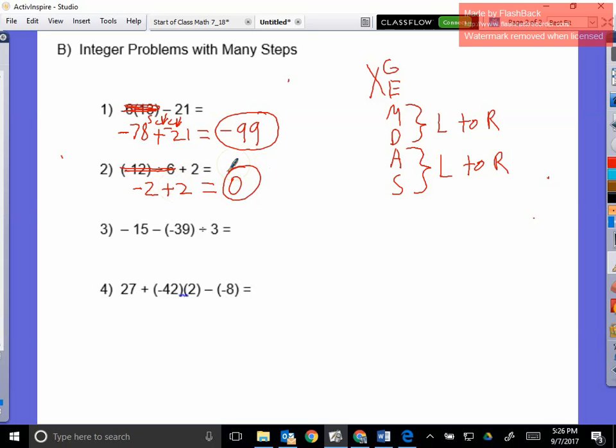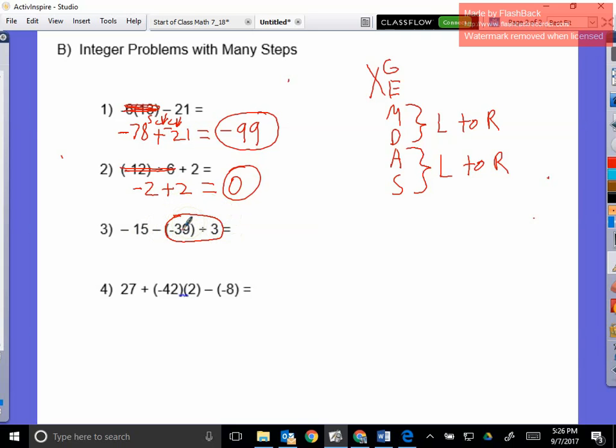Now let's move on. We'll take a look at problem number 3. We're going to go back to our steps. We're going to do all of our multiplying and dividing first. Okay, so looking at this problem, we have a division problem to do right here at the end of the problem. Okay, so even though it's over here at the end, that's what we got to take care of first. Okay, so here's our division. We're going to go ahead and work that out first.